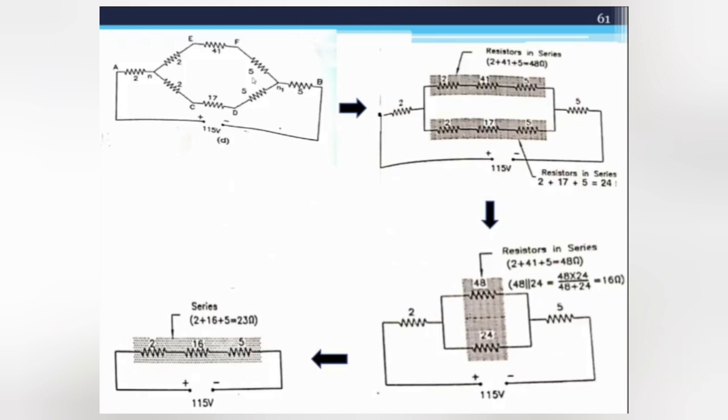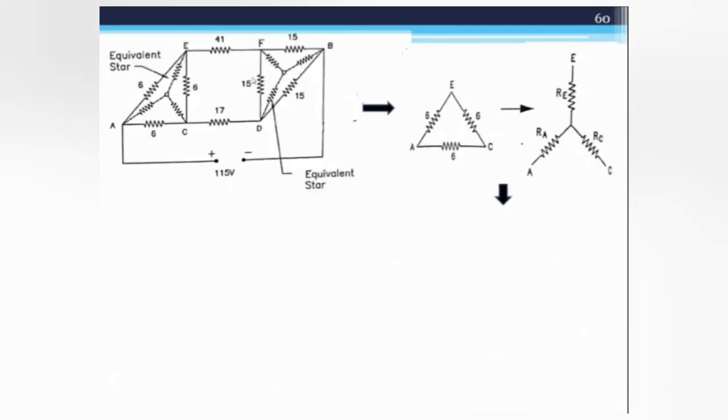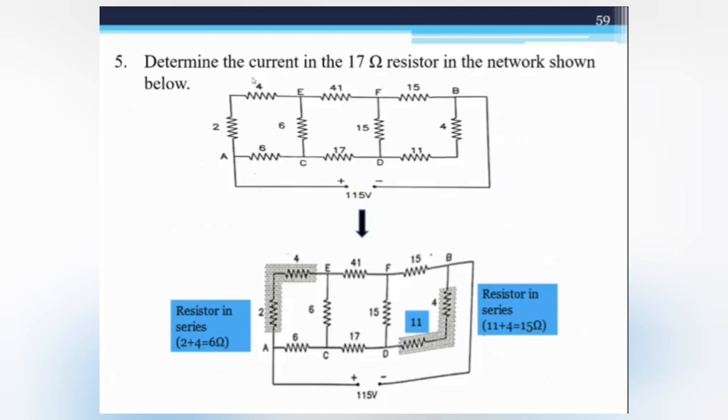So the voltage is given, and the equivalent resistance is there. So your circuit current is, according to Ohm's law, V equal to IR, I is equal to V by R. That is 115 divided by 23. So it is 5 ampere. Remember these things. This is your circuit current. And you have to find the value of current in the 17 ohm resistor here.